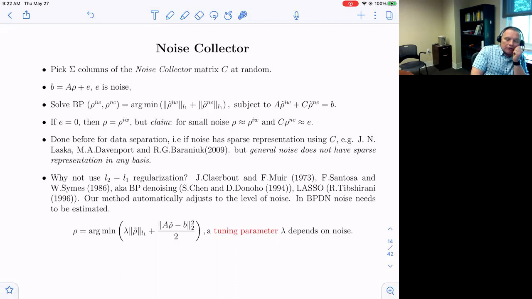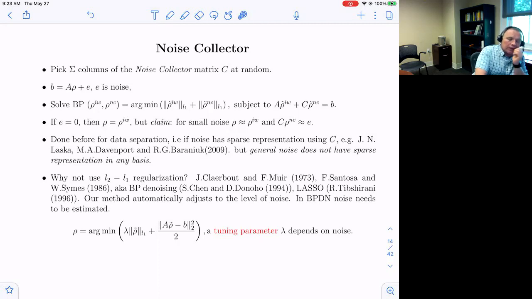There is a well-developed theory, all in fact coming from, again, imaging. John Claerbout and Francis Muir in '73 wrote a paper where they introduced what has now become known as the lasso method, or BP denoising, in geophysics, in Earth exploration. And then there was a paper by Fadil Santosa and Bill Symes that popularized it. This is in one of the SIAM journals, where they also brought it to the applied math community.